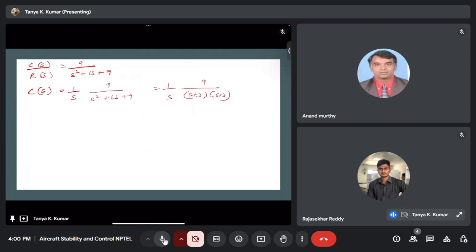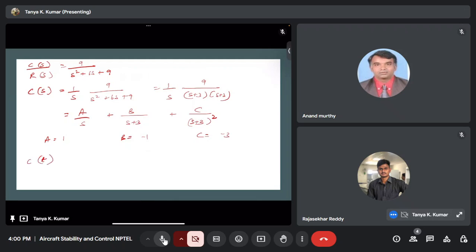Again, apply partial fractions, find out A, B, C, and you'll get the equation, right? So you get A by S plus B by S plus 3 plus C by S plus 3 whole squared. And you need to find out A, B, C. Get the right answer. So A is again 1. I'm just going to write this. So it's just minus 1 and minus 3. And then you apply inverse Laplace transform.